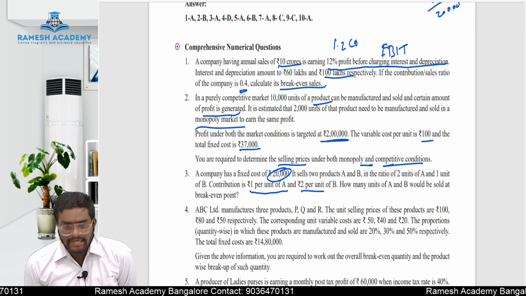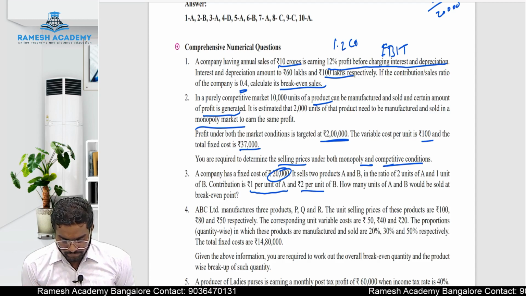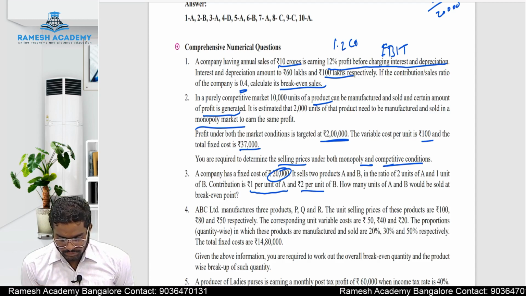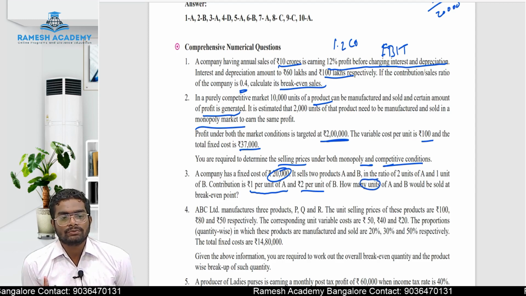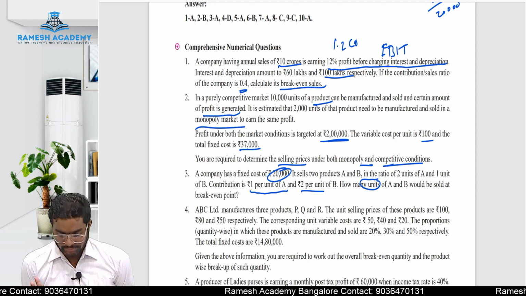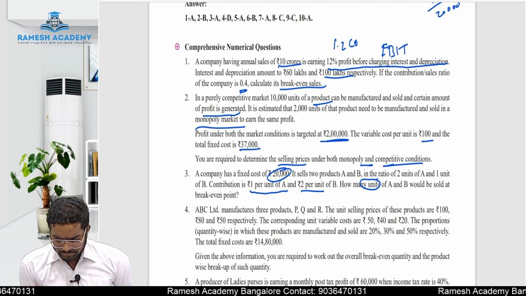What would be the break-even point? So we have to calculate the break-even point, and that too they are telling in units. So units means I should have two things: one is the fixed cost, one is the contribution per unit. They have given contribution per unit and they have given the fixed cost. Simple.